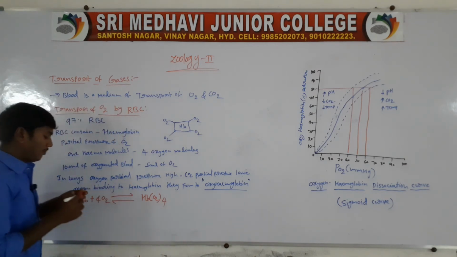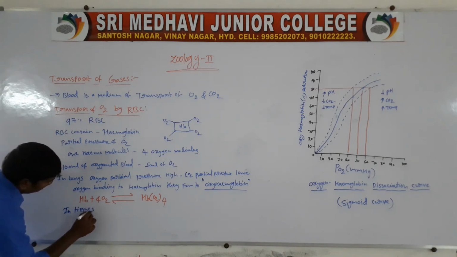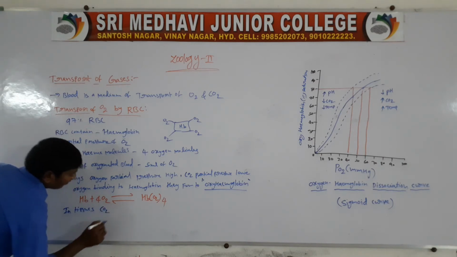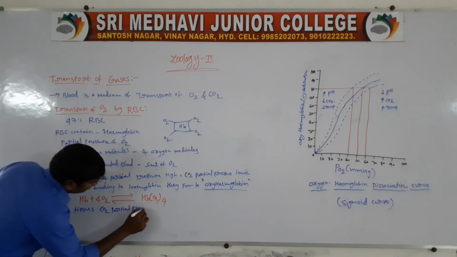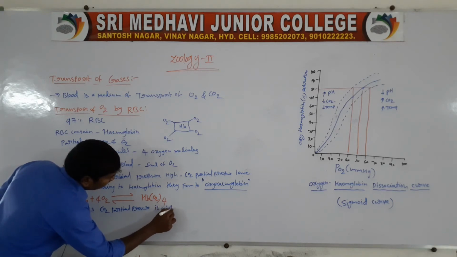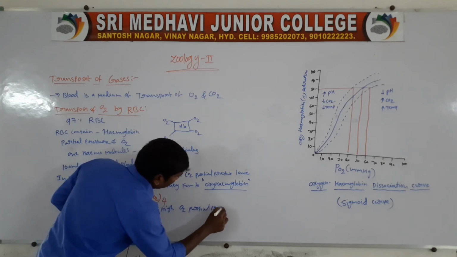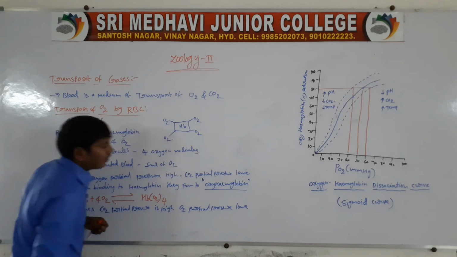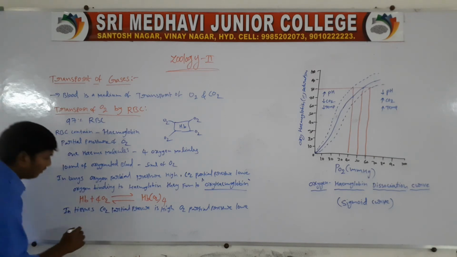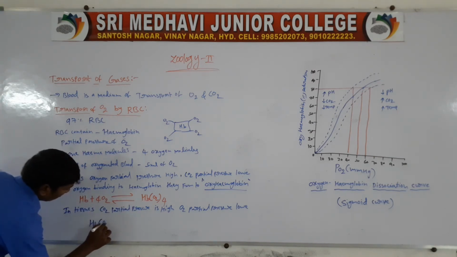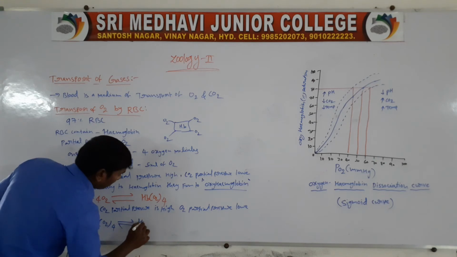So, in the tissues, CO2 partial pressure is high, O2 partial pressure is low. O2 partial pressure is low, CO2 partial pressure is high. So, this oxyhemoglobin is divided into Hb plus 4O2.